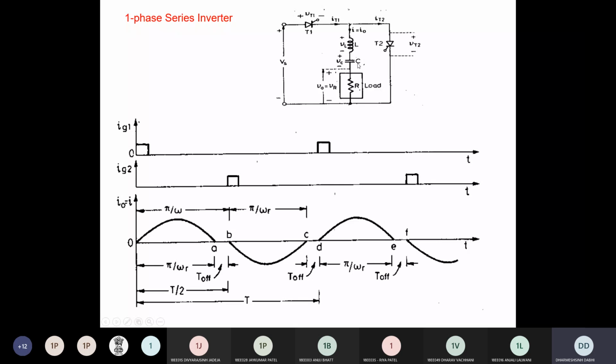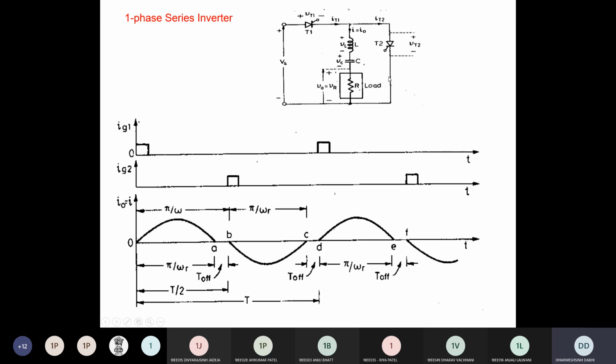Clear? Now at instant B, when you fire T2, what will happen? Current cannot flow from the source because the thyristor is open circuited. But now the capacitor is fully charged, so the capacitor acts as a source, and it is discharged through T2 and the loop. Now this is the circuit diagram.